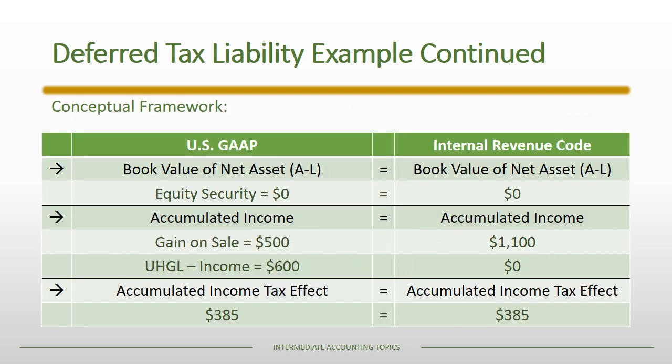We'll complete the picture by looking at the conceptual framework. Of course, there's no balance for the equity security under either system. There is a cumulative income effect under both systems. Under US GAAP, there was a gain on sale of $500, and there was a cumulative unrealized holding gain of $600 for a total of $1,100. Under the Internal Revenue Code, the entire $1,100 would have been recorded as a gain on sale. But you can see under both systems, the accumulated income effect is the same, $1,100, which means that the accumulated income tax effect would be 35% of that under both systems, and so it's in both cases $385.